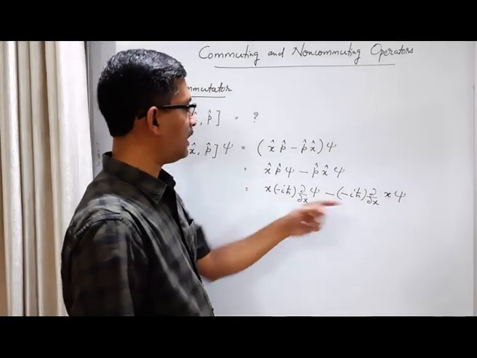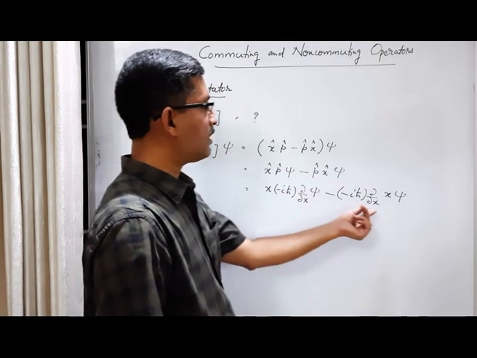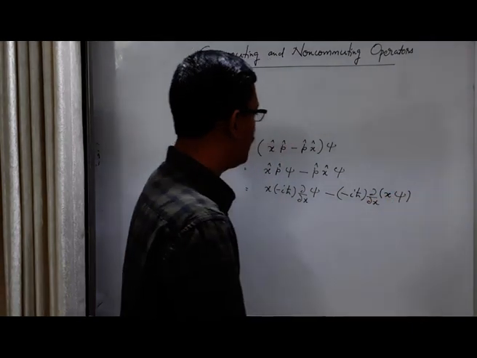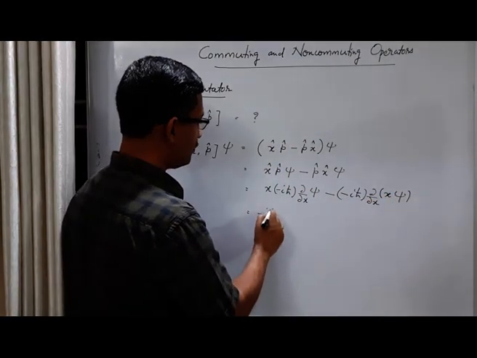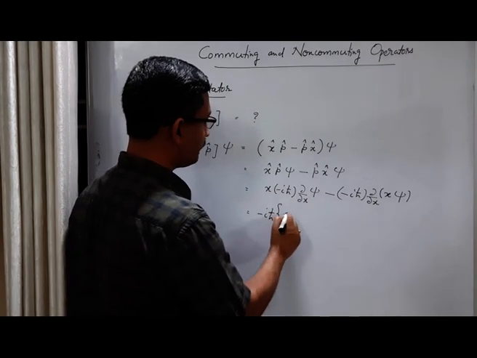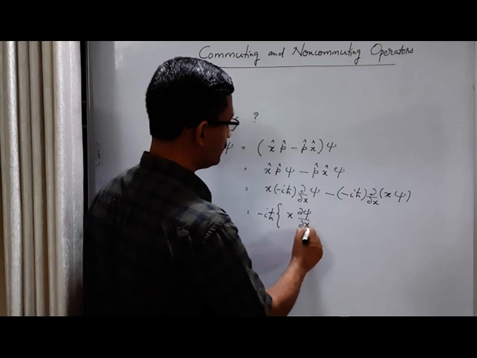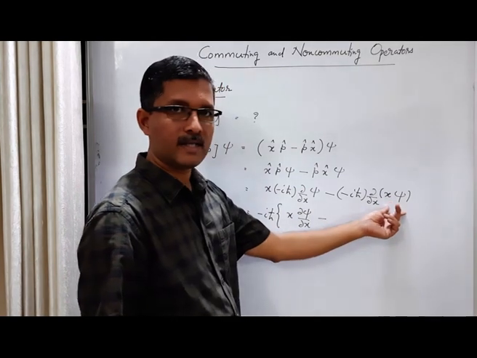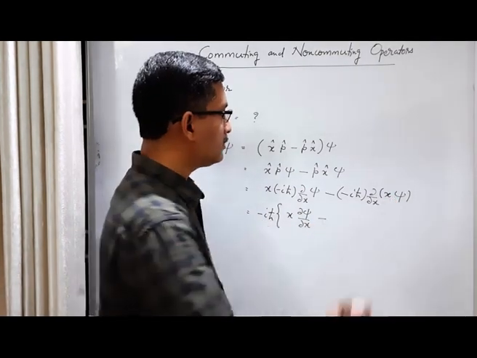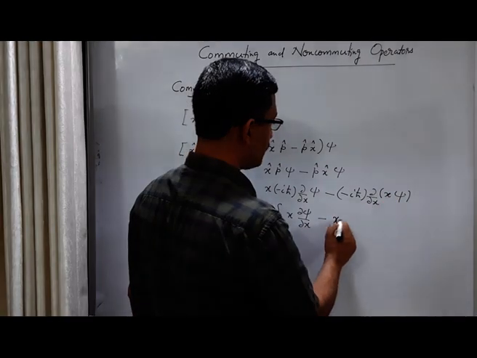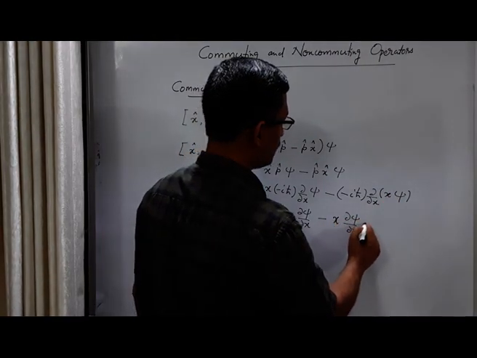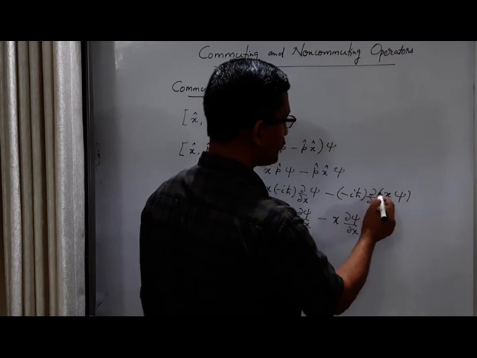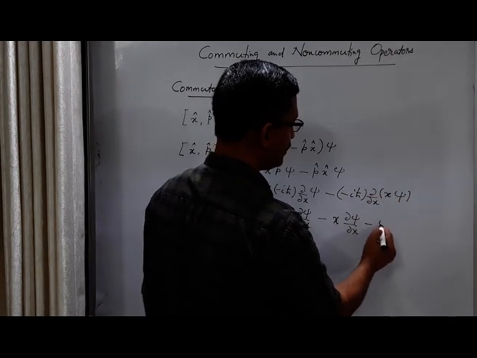The difference in these two cases is that here del by del x acts only on psi, whereas here del by del x acts on both x and psi. Let us put a bracket here. Let me take a minus i h-bar outside. So minus i h-bar times x del psi by del x minus, I have taken this minus i h-bar outside. Now here del by del x is acting on x psi, so we can apply the product rule. First function times derivative of the second function, then plus, so there is a minus here, so the next term also will be minus, derivative of the first function times the second function. Del x by del x is 1 times the second function psi.